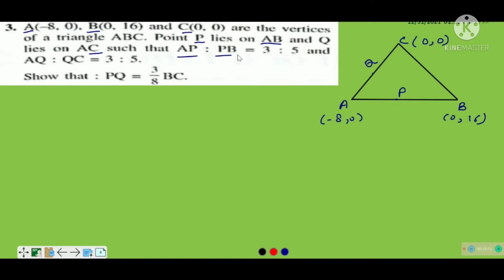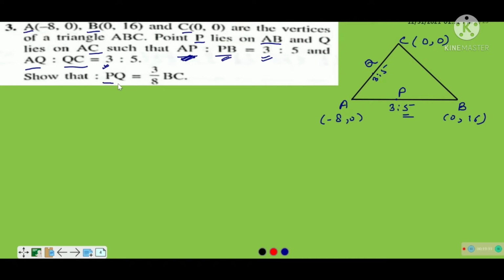AP ratio PB is 3:5, means P divides AB in the ratio 3:5 and AQ ratio QC is also 3:5. आप ध्यान रखेंगे AP रेशो PB है, मींस A के साइड में हम 3 वाला रेशो लेंगे और B के साइड में हम 5 वाला रेशो कंसीडर करेंगे. इसी तरीके से जब हम AQ और QC का रेशो लेंगे तो 3 जो है ये A की साइड में होगा, दिस इज AQ एंड QC 5.